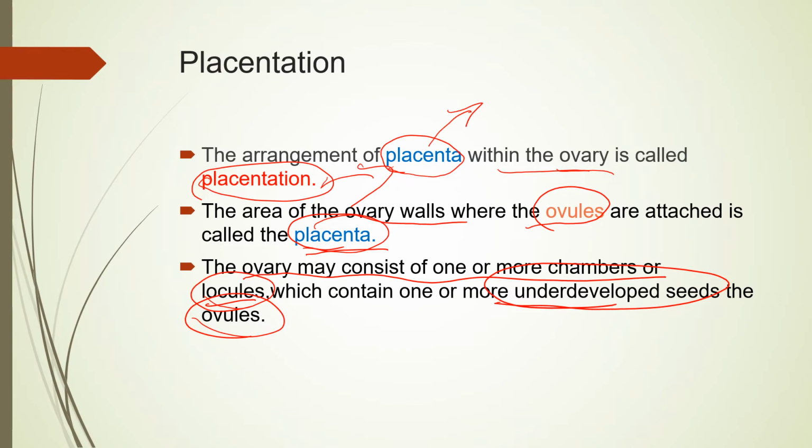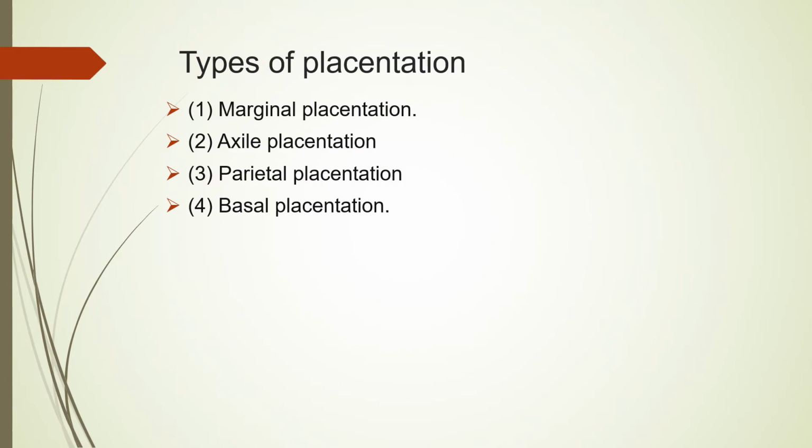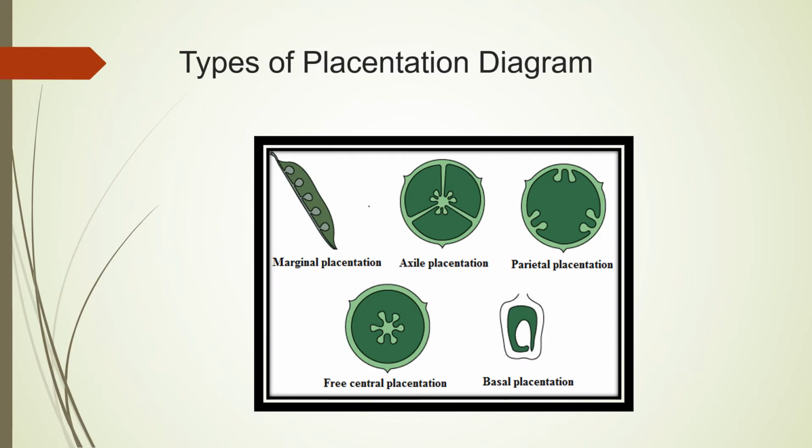Now let us see a few pictures. Here we will just go through this. We will not go into the details of these types of placentation. This is for higher classes. The first one is marginal, the second is axile, then parietal, and the last is basal placentation. This is how the arrangement of the ovules is inside the ovary, near the ovary wall.